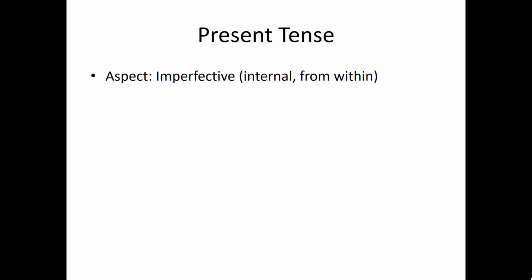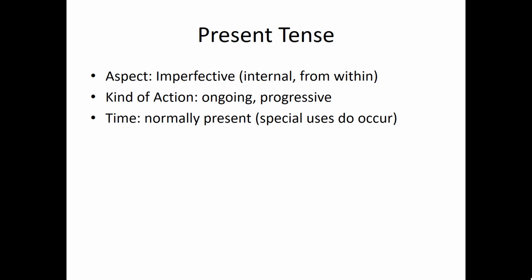Present tense. The aspect of the present tense is imperfective. In terms of its kind of action, its Aktionsart, it's ongoing or progressive. This is action in progress. The time of the present tense is normally present, although we'll see that special uses do occur, one where it can refer to a past action and one where it can refer to a future action. But those are the exceptions. The normal time of the present tense is the present.